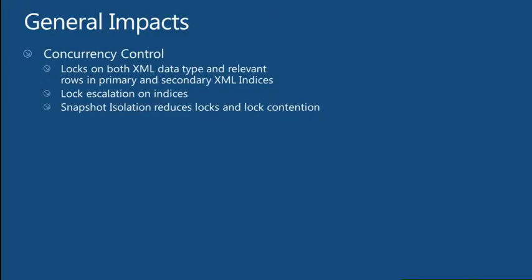Now, often that's fine, but once in a while, when you have really skewed data with lots of rows with small XML documents and one row with a really huge XML document, it can happen that there is a row lock escalation happening on the index, which means suddenly, instead of just locking the rows that are relevant in the index, the whole index gets locked because it's an internal table. So in that case, you might want to do snapshot isolation to reduce the locks and lock contention if that's possible.